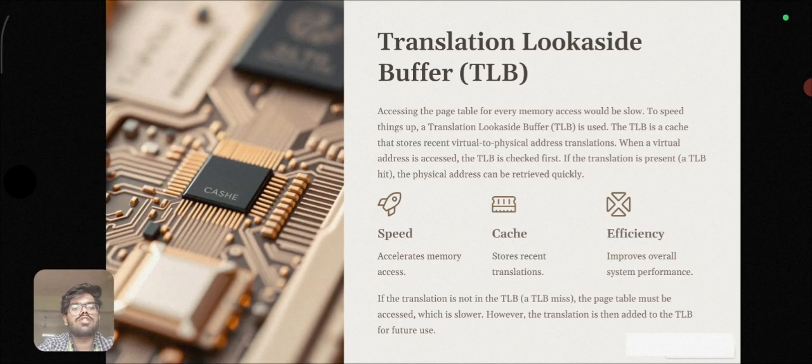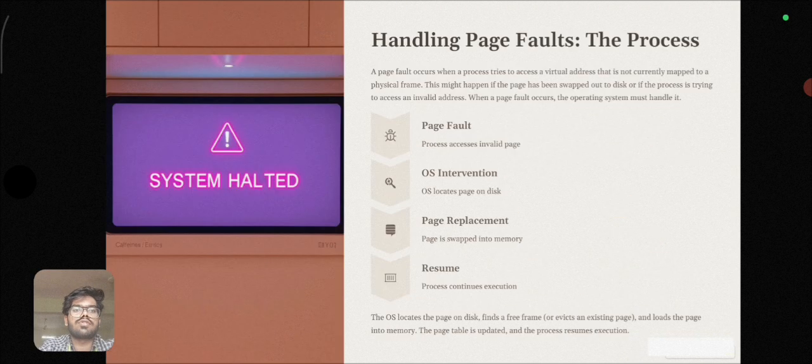If a translation is not in the TLB, the page table must be accessed, which is slower. However, the translation is then added to the TLB for further use. And the next slide is about handling page faults.